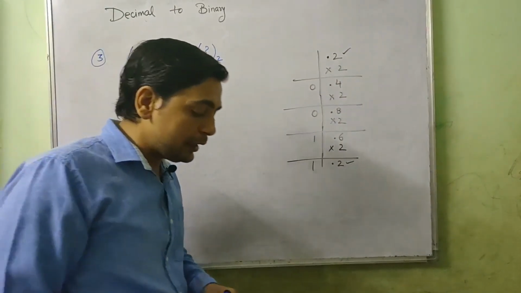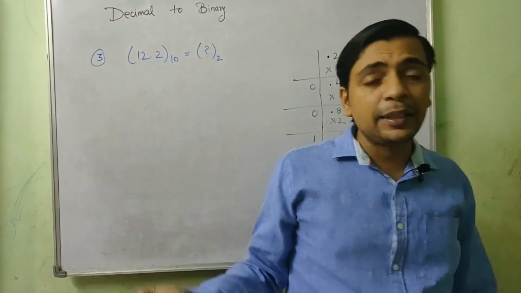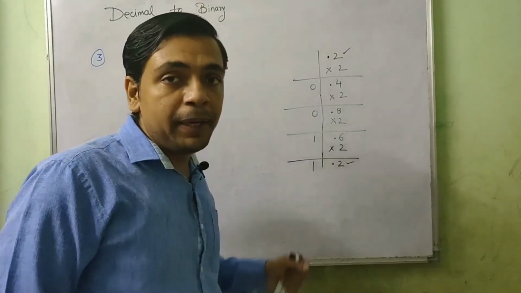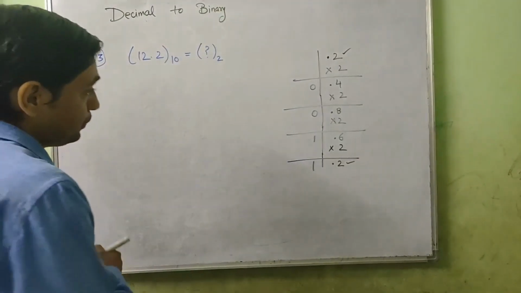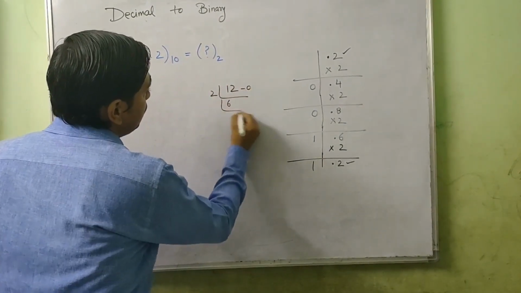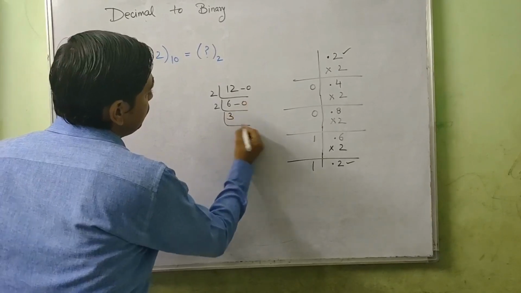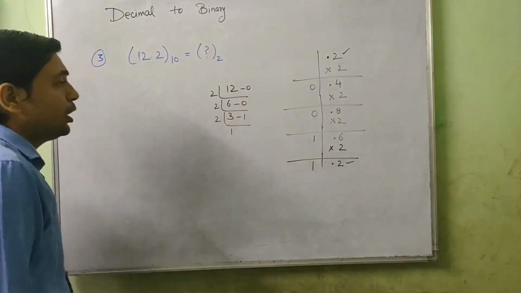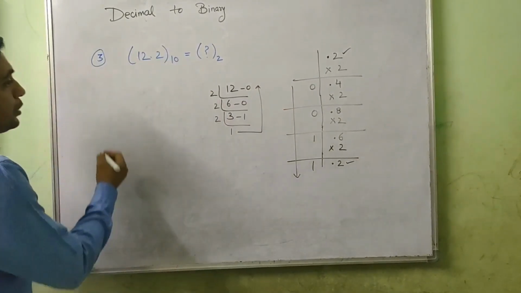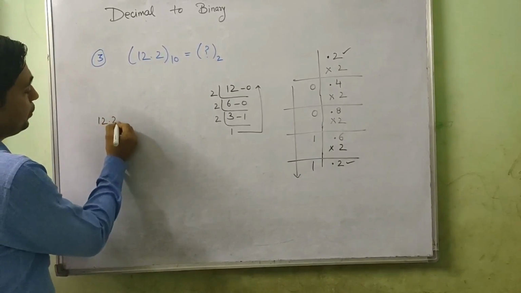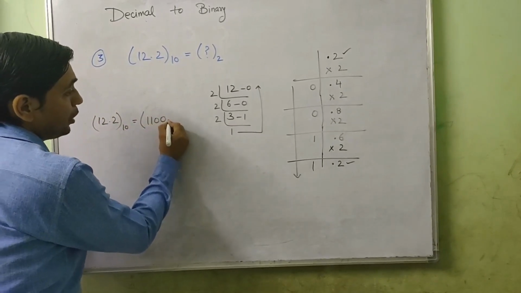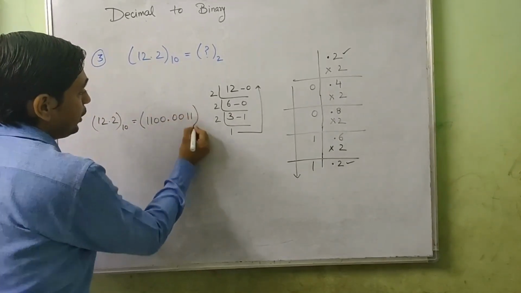These types of fractional parts are known as non-terminating repeating, and here it is binary. So non-terminating repeating binary. Now we need to convert 12. 2 sixes are 12, remainder 0, 2 threes are 6, remainder 0, 2 ones are 2, remainder 1. So this will be noted down from bottom to top, and the fractional part will be noted down from top to bottom. So 12.2 in decimal will be represented as 1100.0011 in binary.